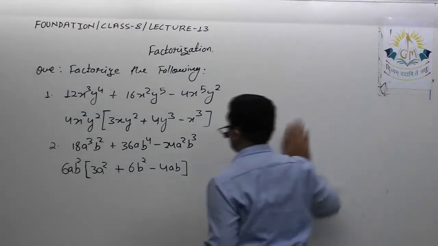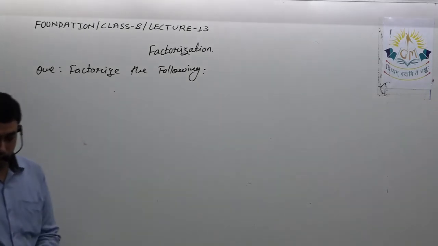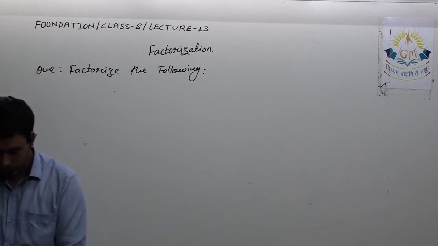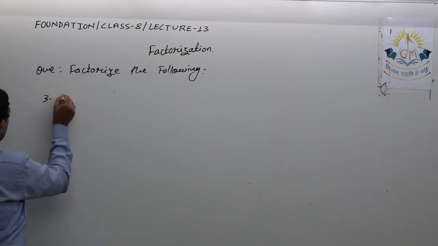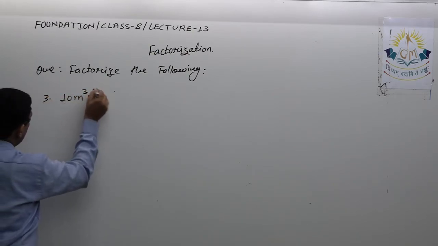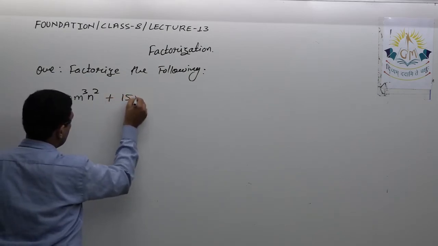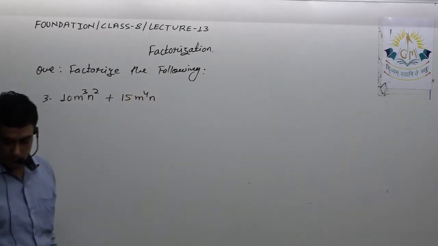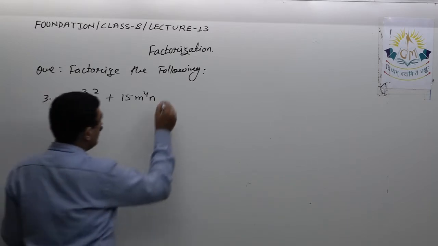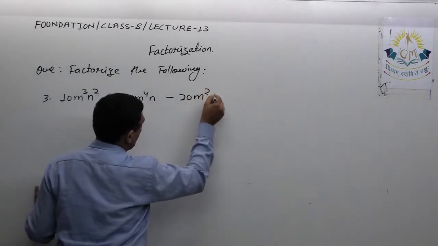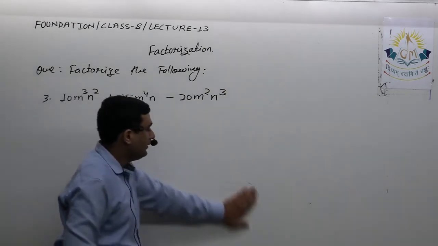Now we'll see the next question, question number 3. 10m cube n square plus 15m raised to 4 n minus 20m square n cube. Now again we'll follow the same method.